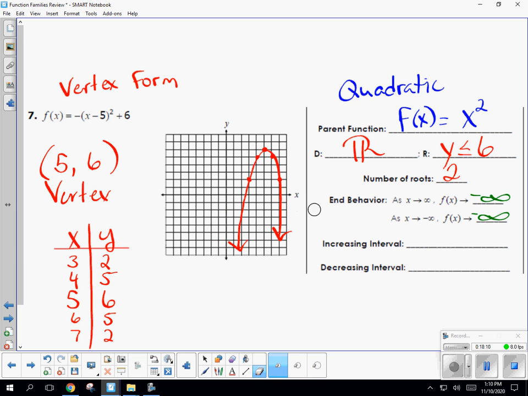Let's talk about our increasing intervals and decreasing intervals. My parabola is increasing from negative infinity to my x value of my vertex, which is 5. My parabola is decreasing from my vertex value, 5, to positive infinity.